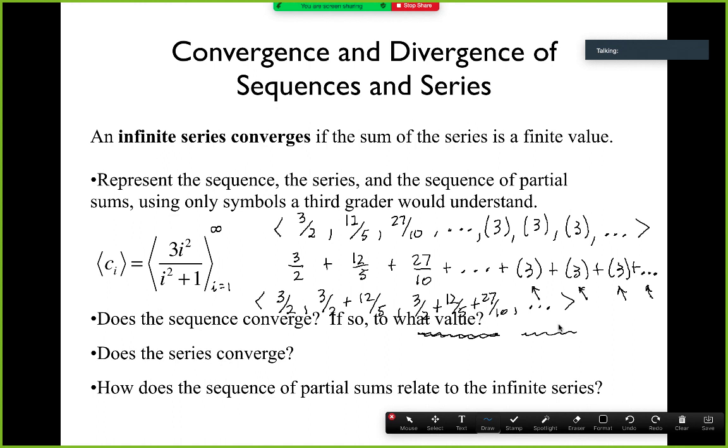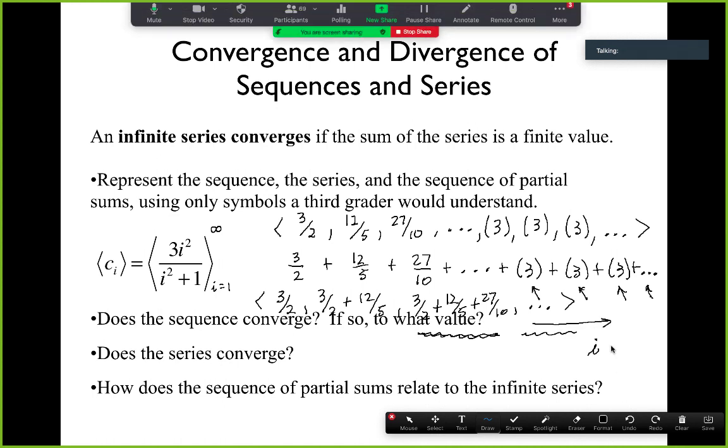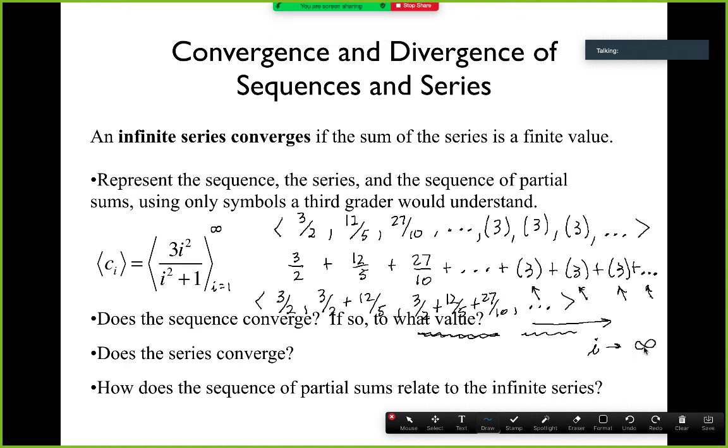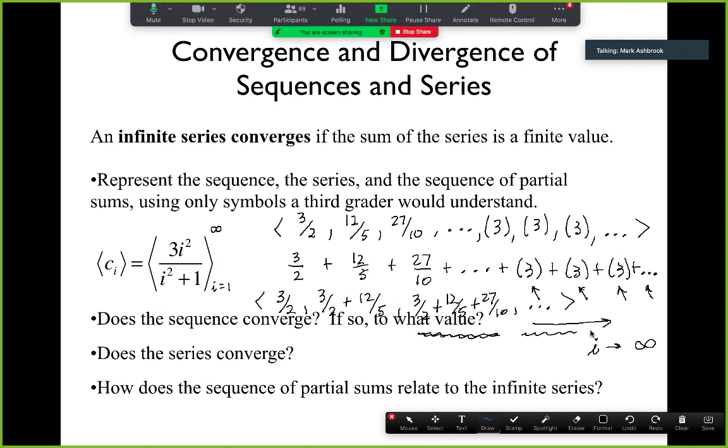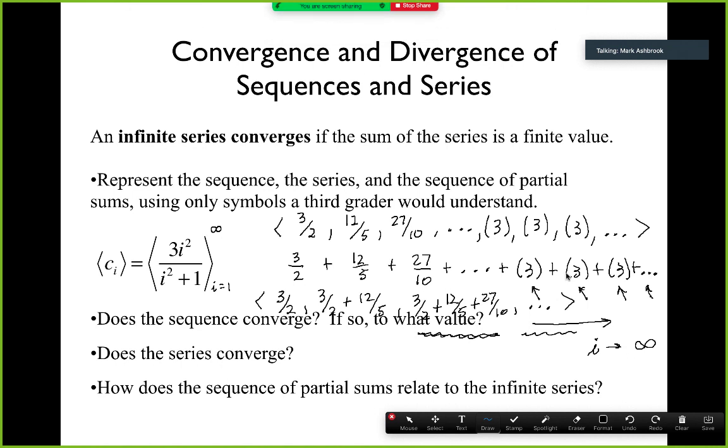Near the very end. Yeah, what's the end? What's the very end? I doing what? Approaching infinity. Yeah, so if you can imagine n just getting infinitely big, then if this were possible, if we could have the infinite partial sum, the last one, if there was a last one, that would be the sum of the series.